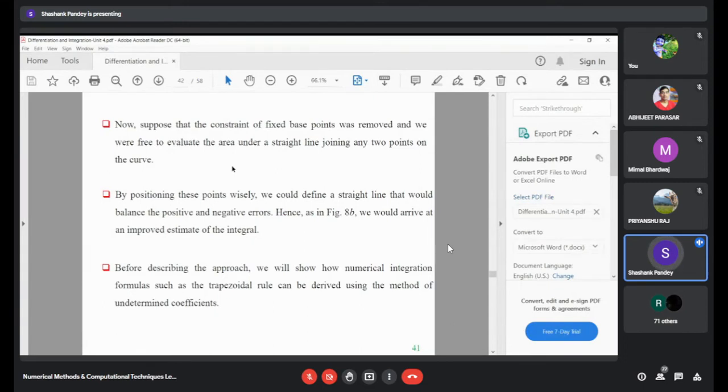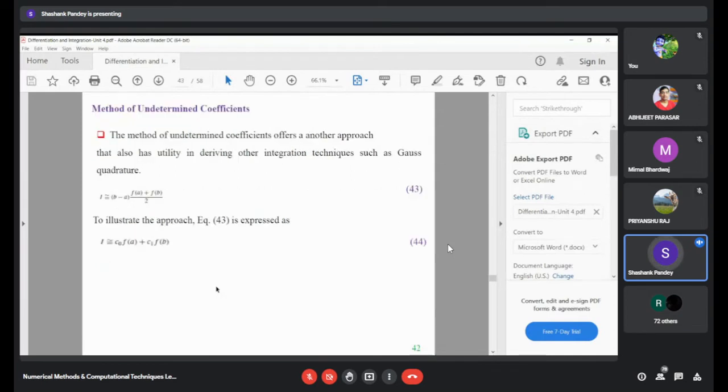Before describing the approach, we will show how a numerical integration formula such as the trapezoidal rule can be derived using the method of undetermined coefficients. We will see how we can wisely use this trapezoidal rule to determine the value of the integral and get a more accurate estimate. So, the method of undetermined coefficients.